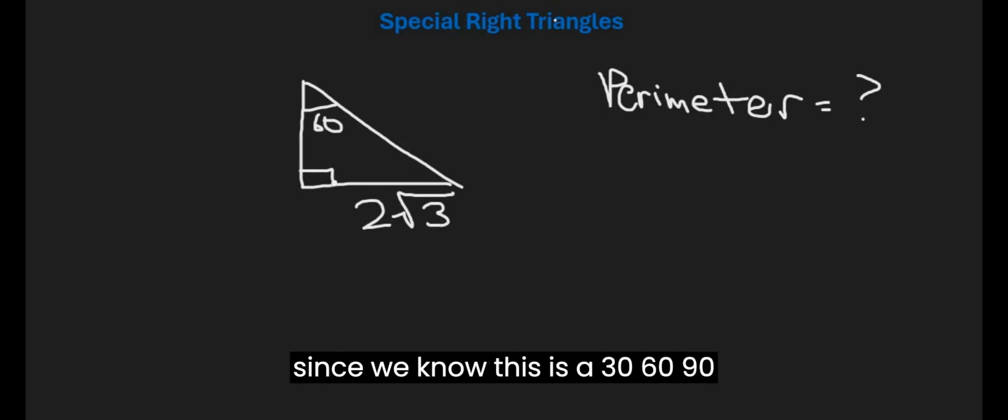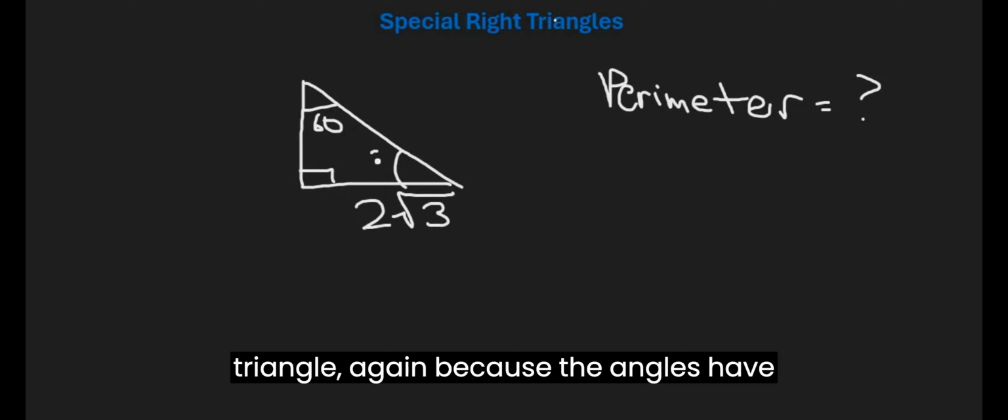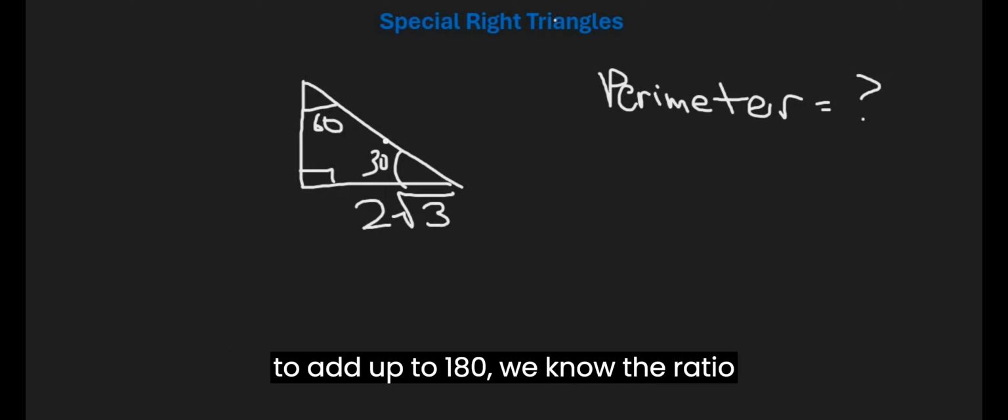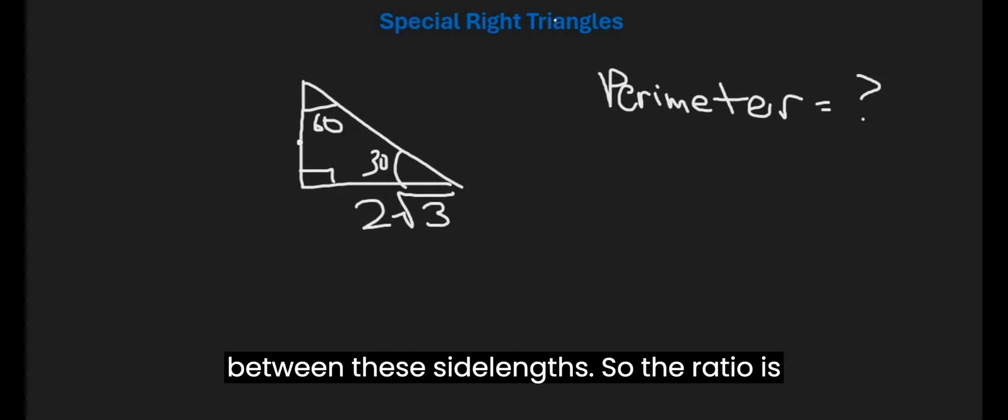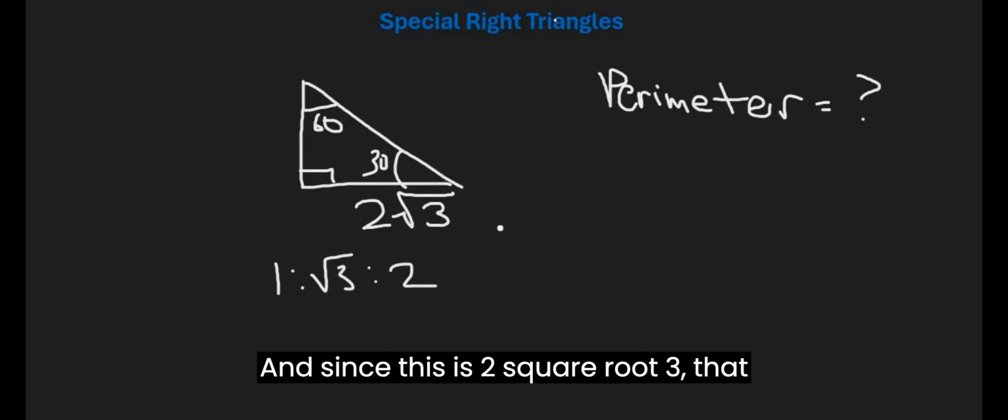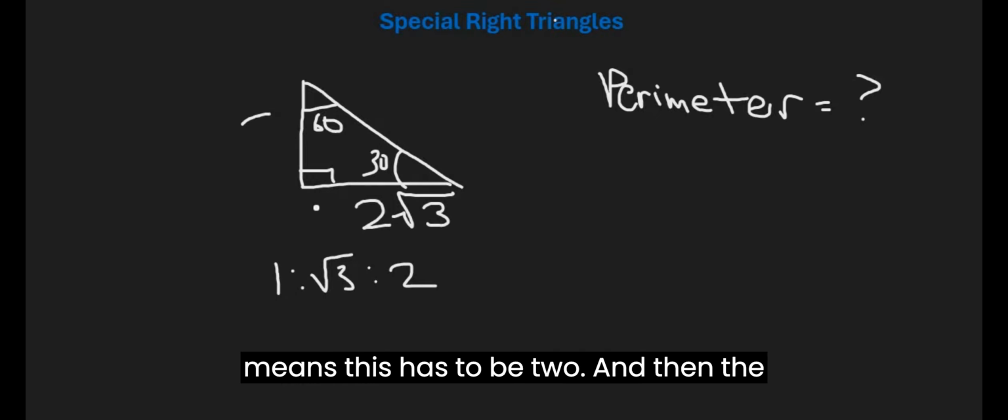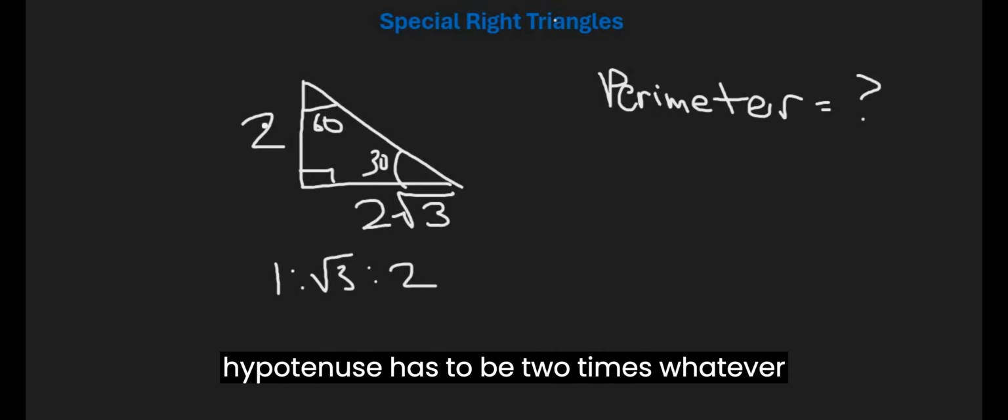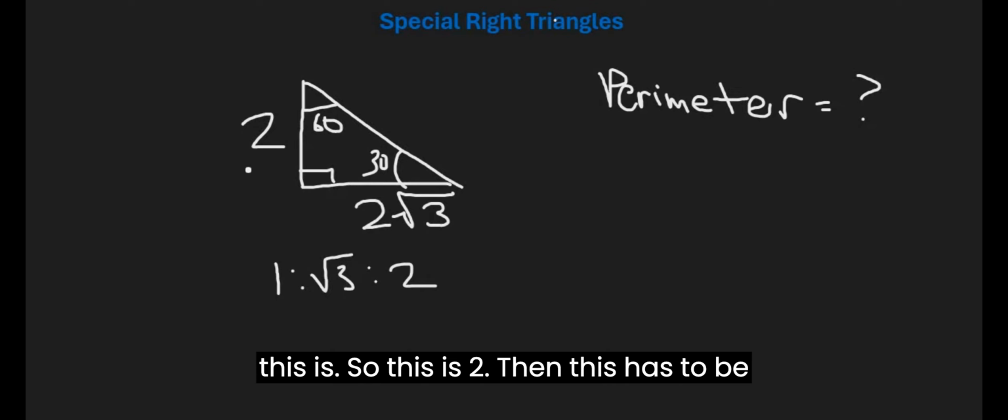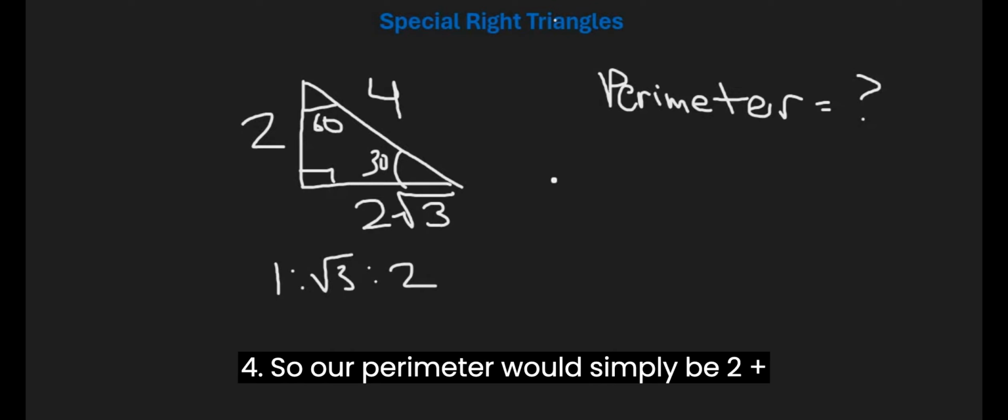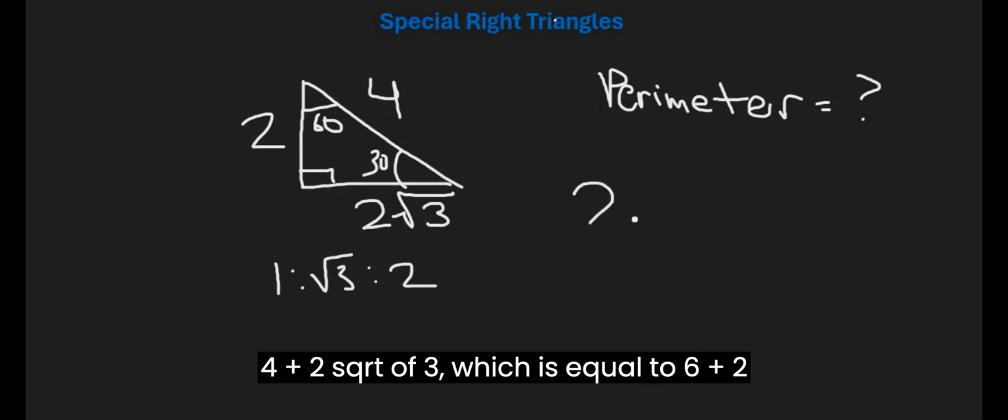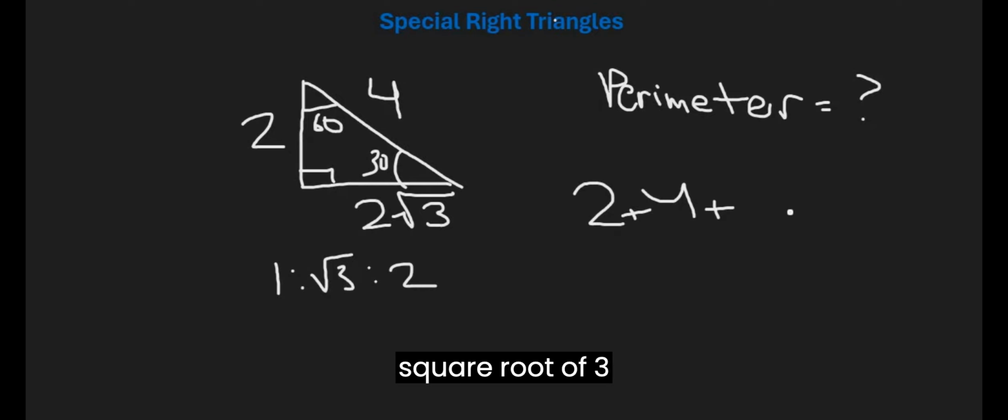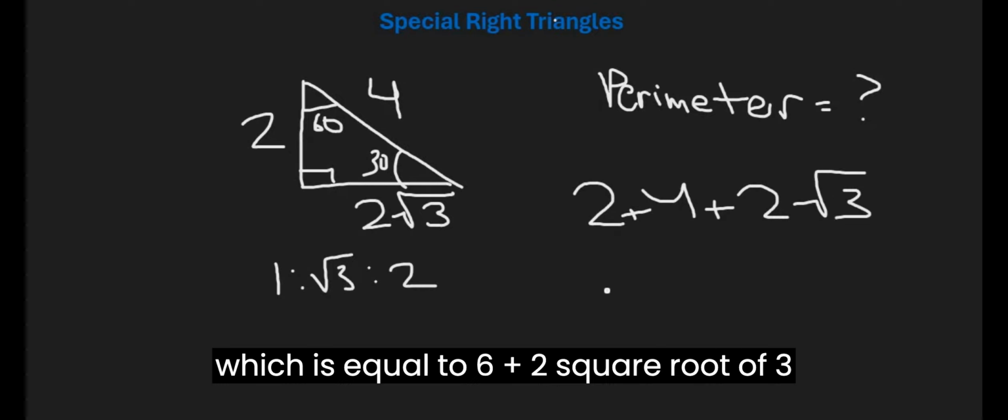up. So since we know this is a 30-60-90 triangle again, because the angles have to add up to 180, we know the ratio between these side lengths. So the ratio is 1, square root 3, and 2. And since this is 2 square root 3, that means this has to be 2, and then the hypotenuse has to be 2 times whatever this is. Since this is 2, then this has to be 4. So our perimeter would simply be 2 plus 4 plus 2 square root 3, which is equal to 6 plus 2 square root 3.